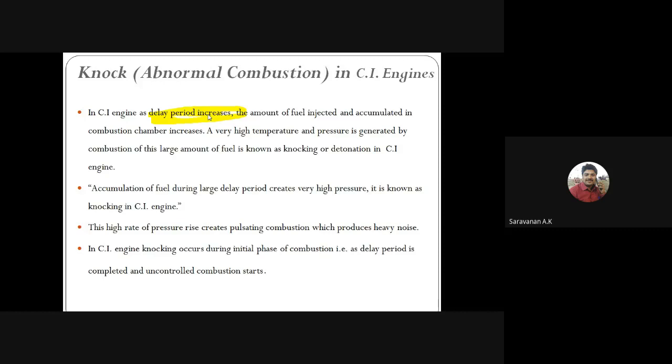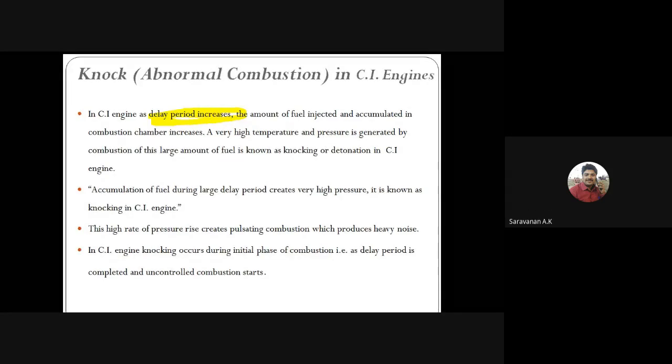Anyone? Anyone? Kumaravel, what is the delay period, or what is the ignition delay period? Kumaravel, are you there? Kumaravel? Nishant? Sir. Nishant, what is the ignition delay period?